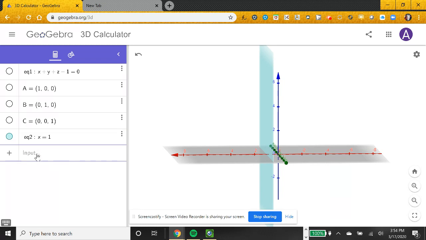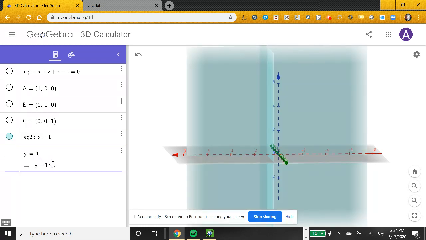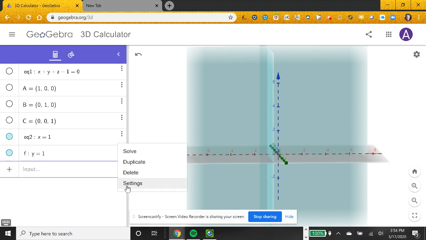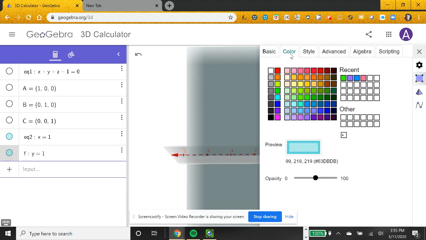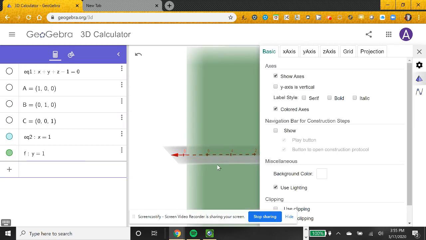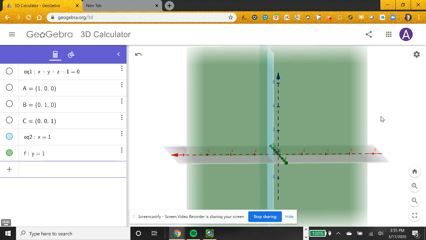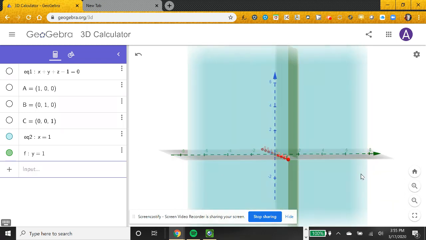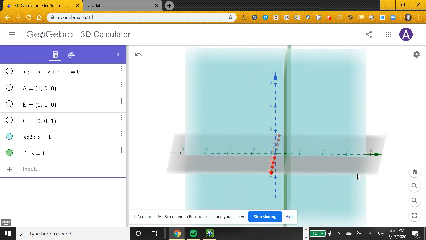All right, what about, let's see if we have y equals 1. I promise to get my language right here. And I'm going to make this a different color. Let's make it green. So the green one is y equals 1. So what do we suspect? It's going to be parallel then to the x and the z. There it is. It's parallel to the x and the z, but perpendicular to the y.